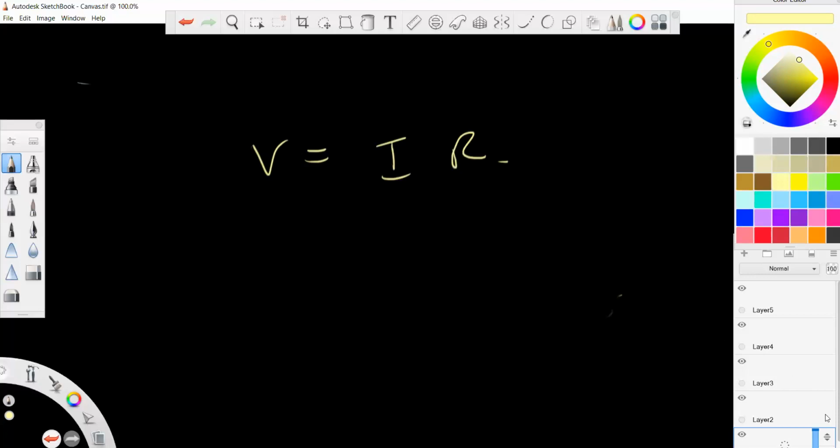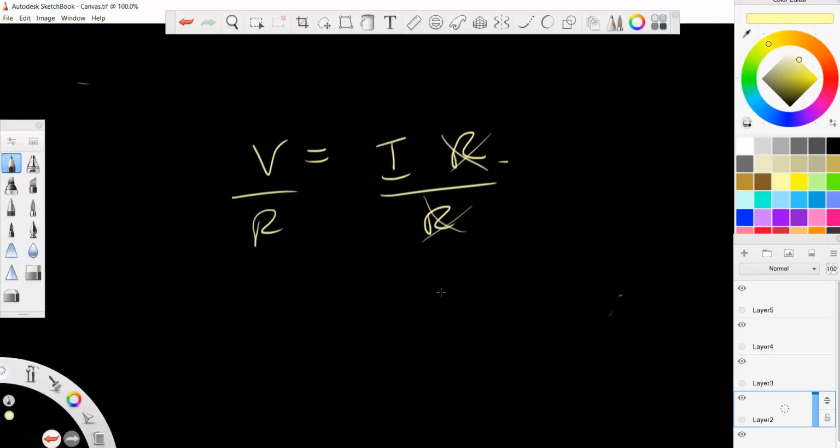If I divide the right-hand side by R, let's say I'm trying to find I, I divide the right-hand side by R, divide the left-hand side by R. That cancels out the R's on the right-hand side because they turn into 1 between them, multiplying by 1. And so we get I equals V over R. Okay, so what is that equivalent to?